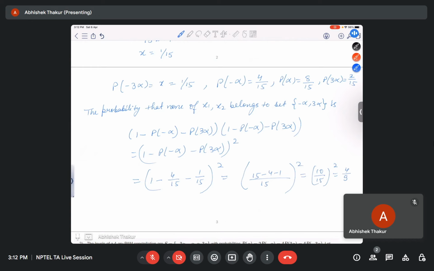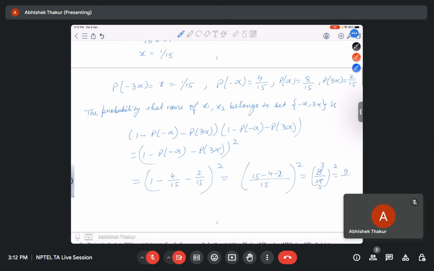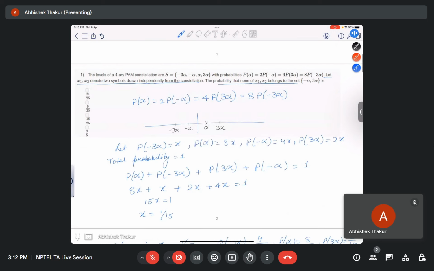Sorry, here it is 2 by 15. Probability of 3 alpha is 2 by 15. So here you write 2 by 15. 15 minus 4 minus 2, so this value is equal to 9. So 9 by 15, and when you divide by 3, you will get 3 by 5. So that squared is equal to 9 by 25. So the correct answer for this question is option number B, that is 9 by 25.